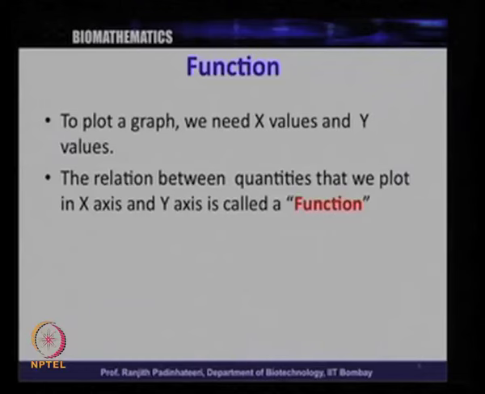There is a relation between the quantity on the x axis and the quantity on the y axis. For example, there is a relation between concentration and the length of an actin filament, or, in other words, the position of something is related to time. So, there is a relation between what we typically plot on the x axis and what we plot on the y axis. This relation is mathematically called a function. We said this last time: a function is basically the relation between what we plot on the x axis and what we plot on the y axis.